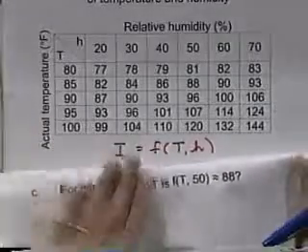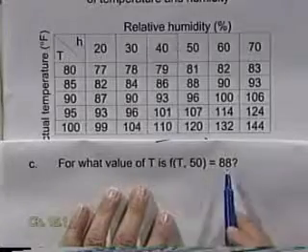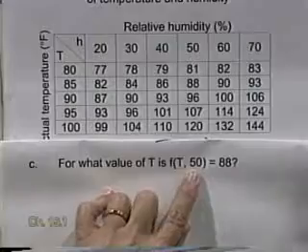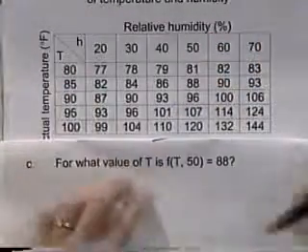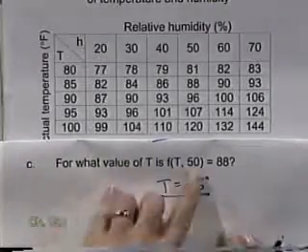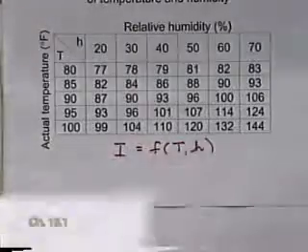All right, and let's do the last one. For what value of T is f of T, 50 equal to 88? So they're not telling me the temperature, they're telling me the humidity. The humidity is 50. It feels like it's 88, so what's the temperature? It's 85. So when the temperature is 85 and the humidity is 50, it feels like it's 88. Not hard. Everybody's like, yeah, Mrs. Strocko, get on with it.